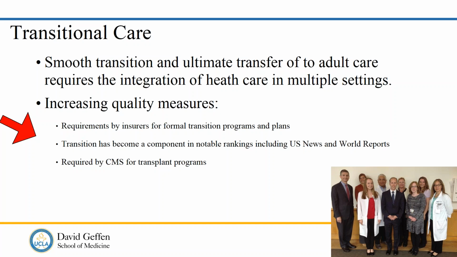Because we've been very good at articulating the importance of transitional care, insurers are now requiring most hospitals and clinics to have formal transition programs and plans. You're probably very aware of U.S. News and World Report, and they've actually taken interest in transition, and it has become a component for rankings for hospitals. And then CMS, the Centers for Medicare and Medicaid Services, is the government agency that regulates transplants and cardiomyopathy care in this country. And now they're requiring that everybody have transition plans and programs in place in order to be certified and get funding for their institutions.